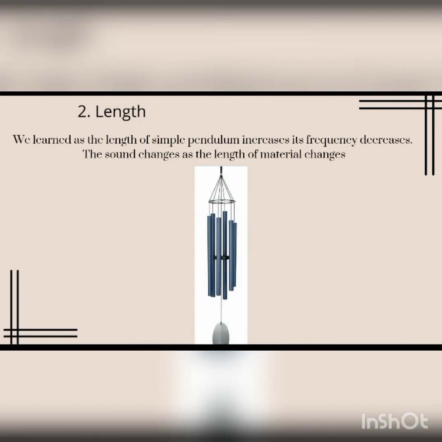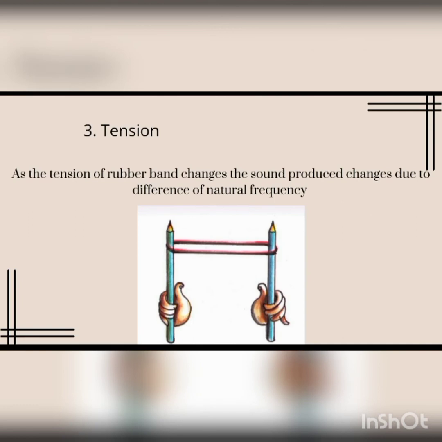The next factor is length. We learned that as the length of the simple pendulum increases, its frequency decreases. We use at home instruments made of metal pipes for producing sound and for decorative purposes. Do all pipes make sounds of the same kind? No. The sound changes as the length of the pipe changes. So, length is another factor which influences the natural frequency of an object. The next factor is tension.